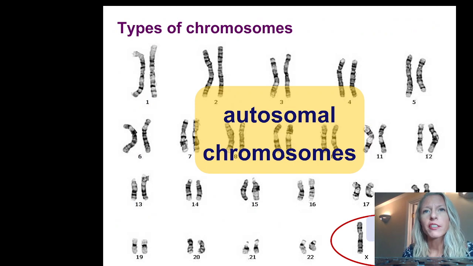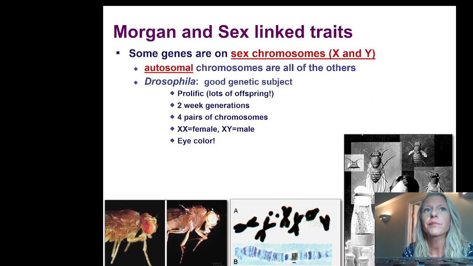So first, just a reminder, our autosomal chromosomes are sort of like our body chromosomes, and we have 22 pairs of those, and then we have one pair of sex chromosomes.